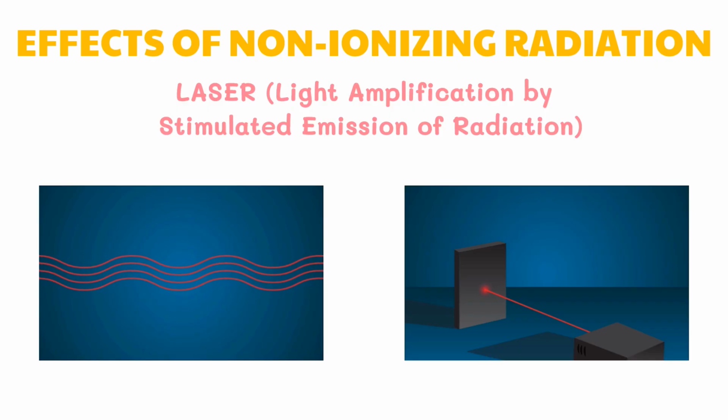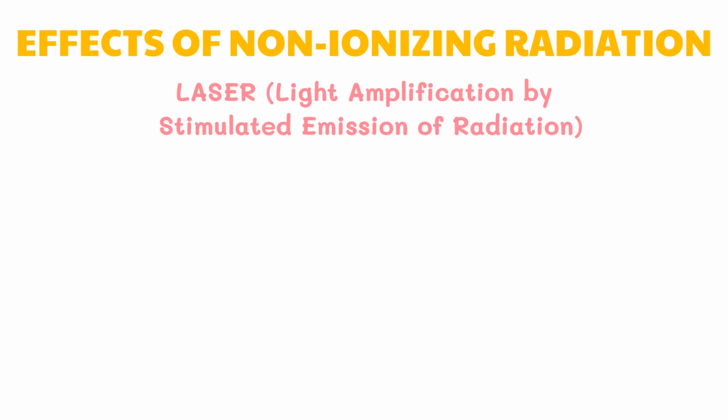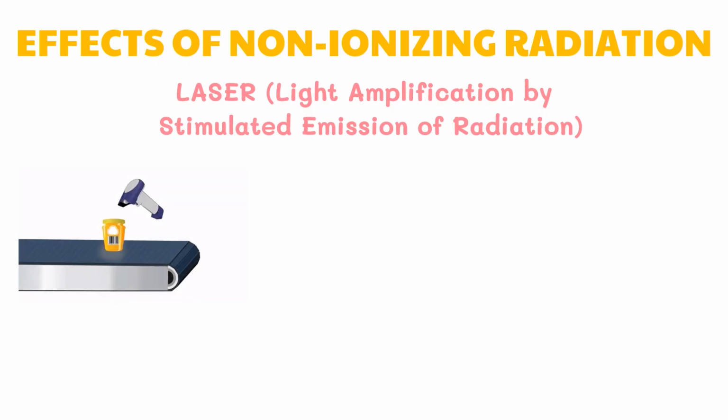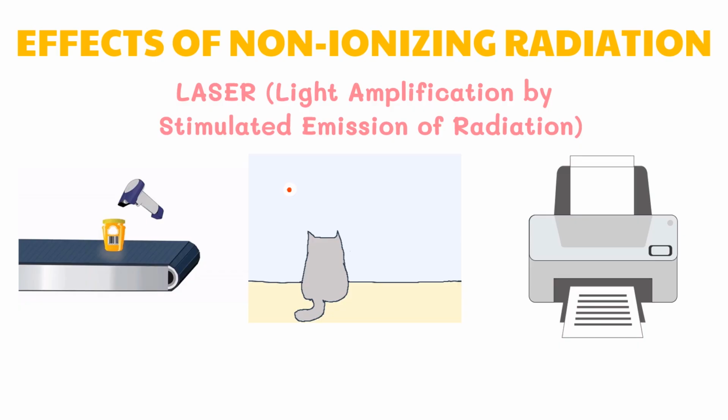Lasers aren't a form of non-ionizing radiation, but they are made from it. The word laser is an acronym for light amplification by stimulated emission of radiation. Lasers stimulate atoms and molecules and cause them to produce light and concentrate it into a beam of radiation. Lasers can be made from visible light, ultraviolet, and infrared waves. Store checkout scanners, laser pointers, and laser printers all use lasers.